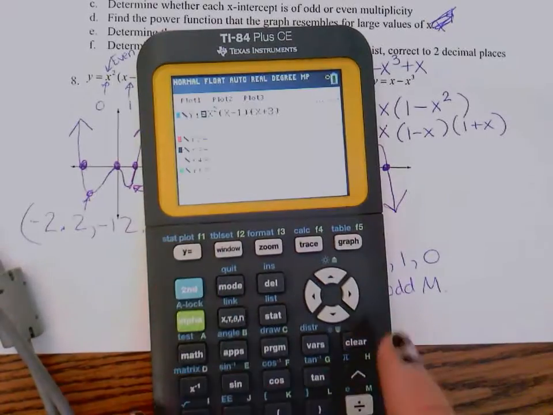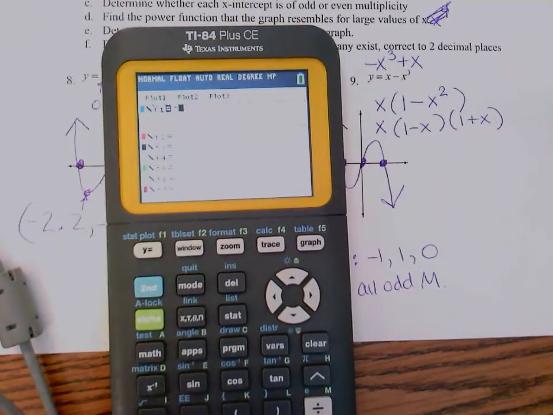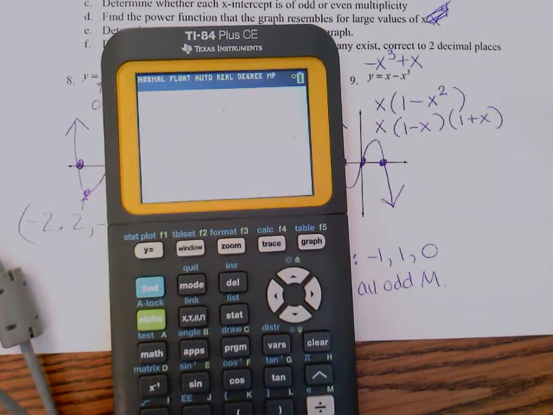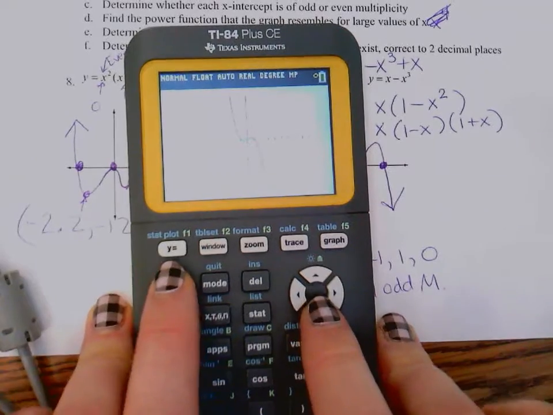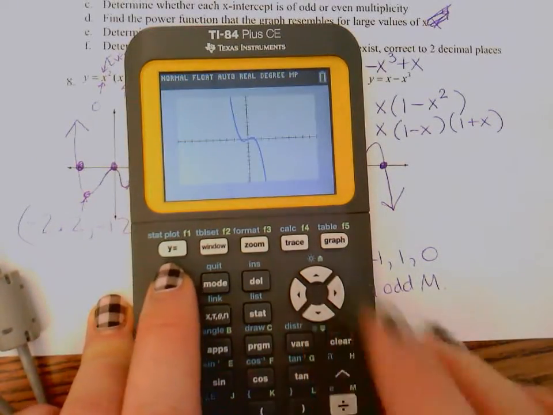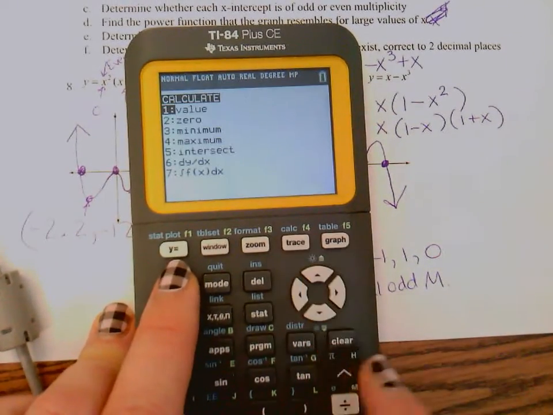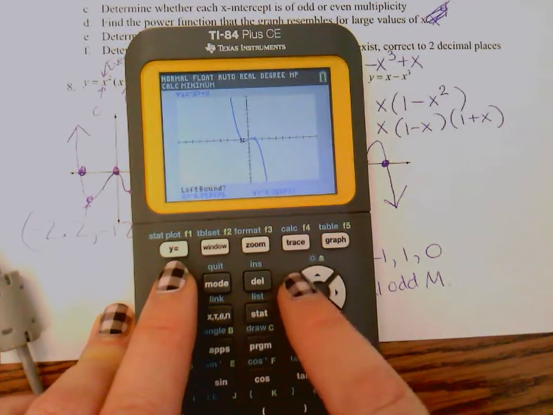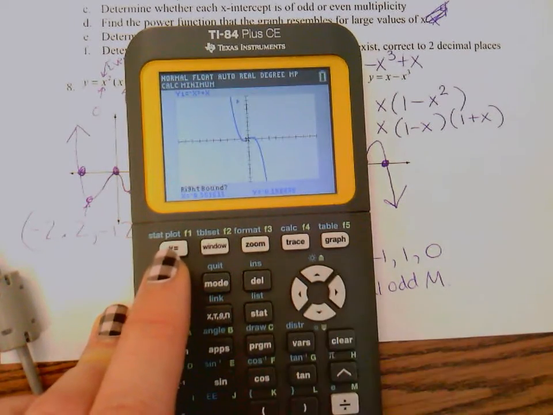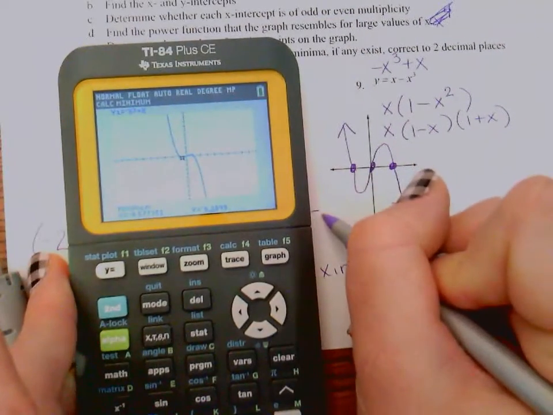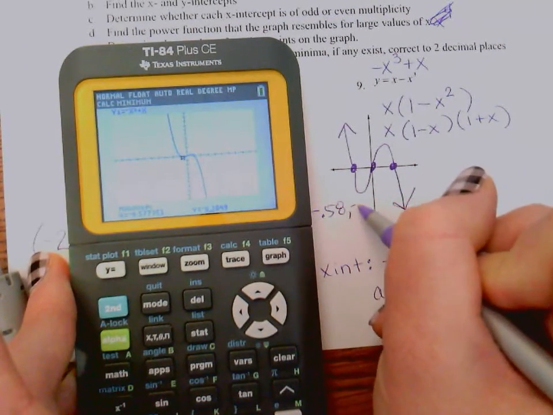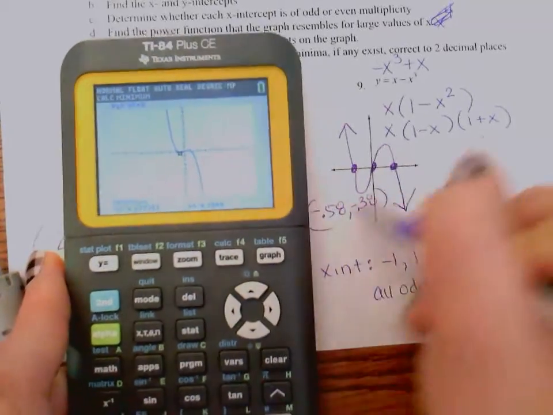Let's see. So if we graphed it, we'd have negative x to the third plus x, zoom 6. Seems very light. There we go. So if I go second calculate, minimum, I go to the left, I go to the right, hit enter twice. So let's see, this one was at negative 0.58 comma negative 0.38. Is that what people got for that one?